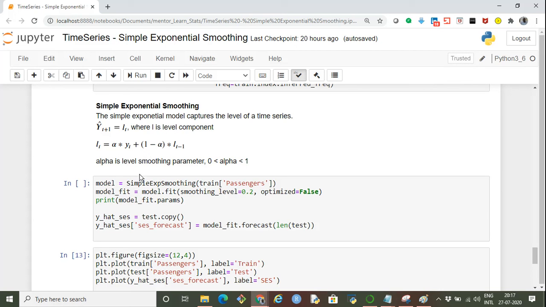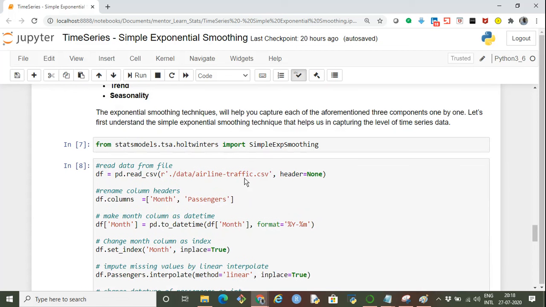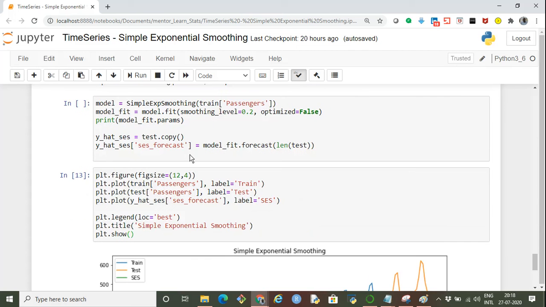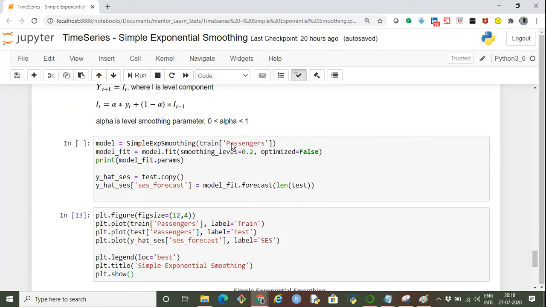Okay, so how do we start on this simple exponential smoothing to capture the level? First we have to create an object. In this case I'm setting it as model. So model equals SimpleExpSmoothing, which is what we imported above. I'm passing to it train passengers, that is the passengers column from the train data, so it will create a model. Now I'm fitting using smoothing_level equals 0.2 and optimized equals False. Basically, I'm not asking it to do any optimization, I'm just giving the value 0.2 to it. It will fit it and store it in another object, model_fit.